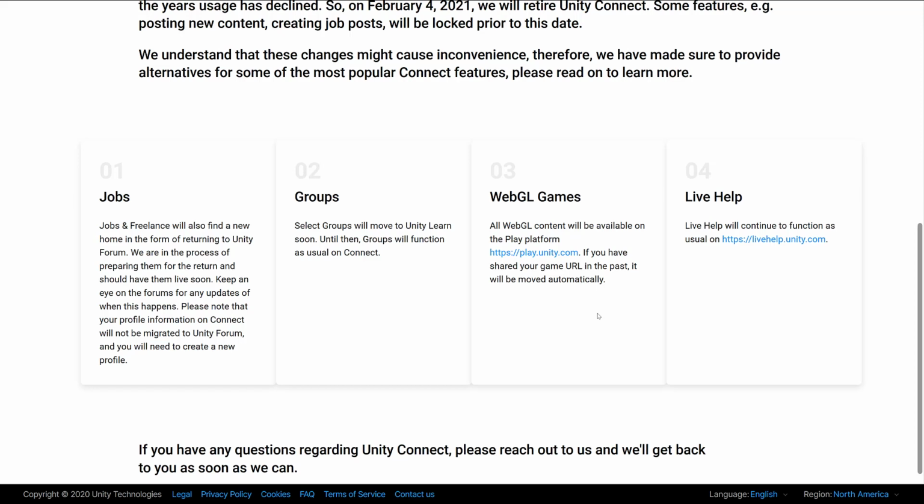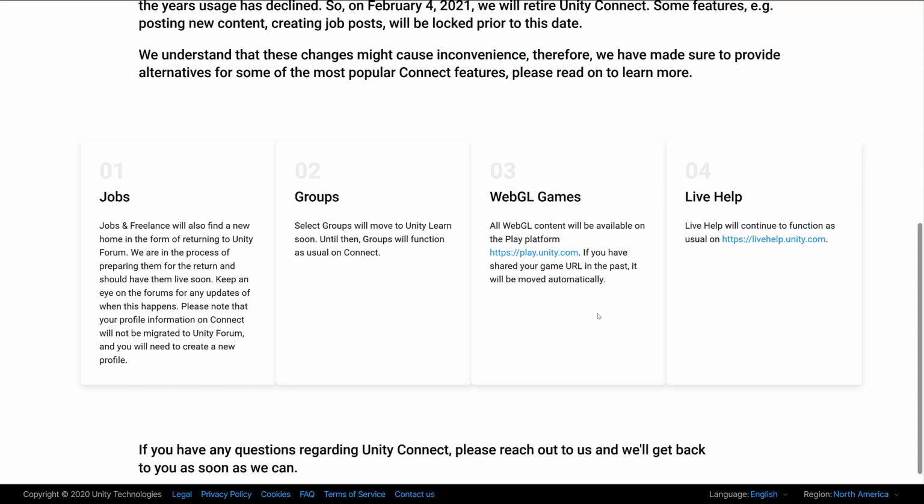But they're moving over to their forums. So we are in the process of preparing them for return and should have them live soon. Keep an eye on the forums for any update when this happens. Please note that your profile information on Connect will not be migrated to the Unity forum, and you will need to create a new profile.